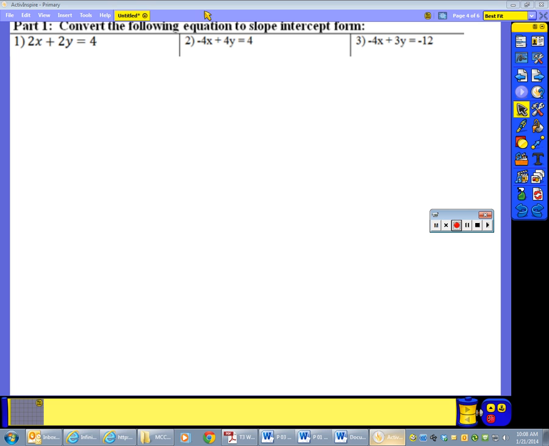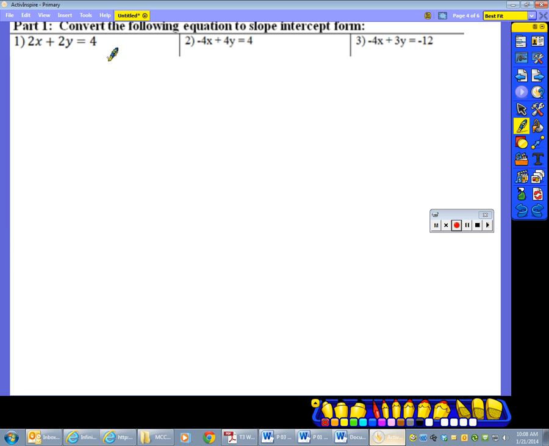So number one, I'll take a little bit more time on number one, but they're all pretty much done the exact same. So if I've got 2x plus 2y equals 4, now I'm trying to get it into slope-intercept form, which is y equals mx plus b. So what I told my students is actually write y equals mx plus b above this equation, and that's going to help guide you on who needs to go away. Because what we're going to do is eliminate people that are on the wrong side.